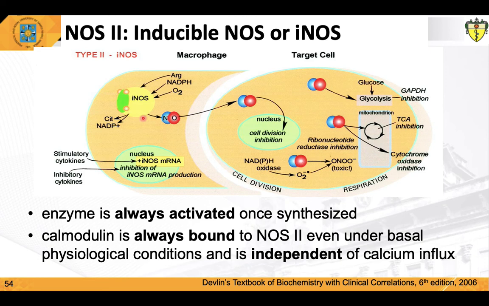In contrast to the two other isoforms, the NOS2 enzyme is always activated once synthesized. Calmodulin is already bound to NOS2 under basal physiologic conditions and is thus independent of calcium ion influx. It synthesizes nitric oxide in the nanomolar range, approximately 1,000 times greater than that of either NOS1 or NOS3.